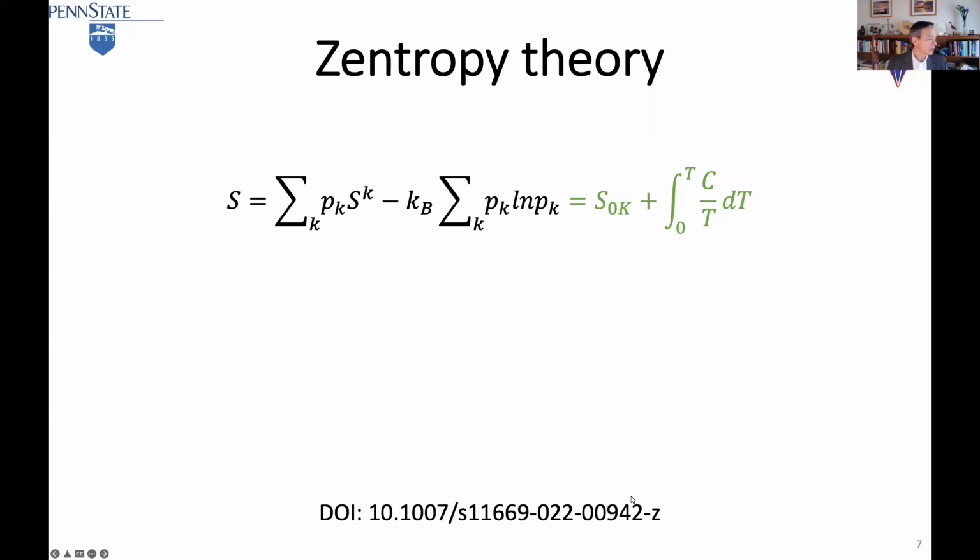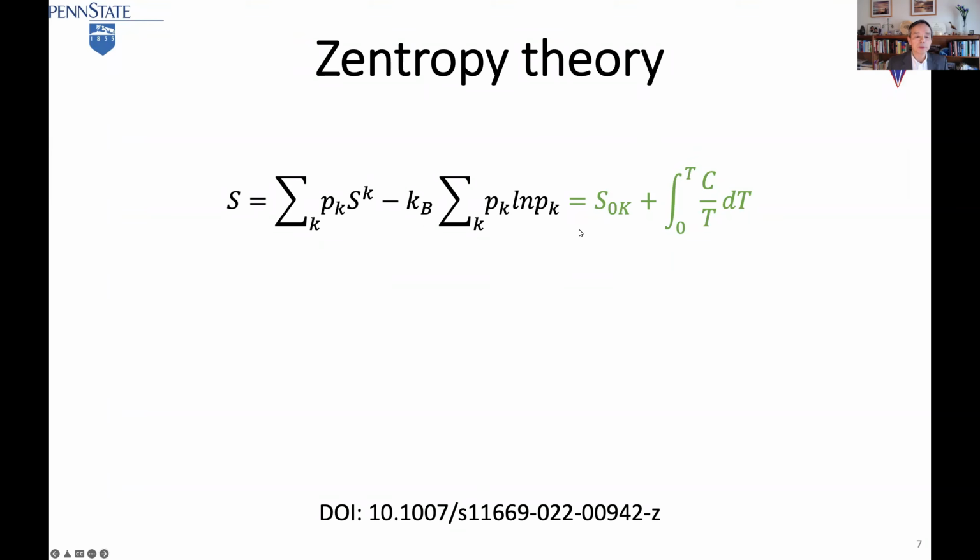Now let's go one step further with the entropy theory. We talk about two portions: one is the individual microstate, another is the configurational. Because we talk about total entropy, that should be equal to the thermodynamic entropy, which is the integration of the heat capacity over T with the entropy at 0 Kelvin. Usually this one is equal to 0, based on the third law of thermodynamics. Now you see that we have three kinds of terms in this equation.